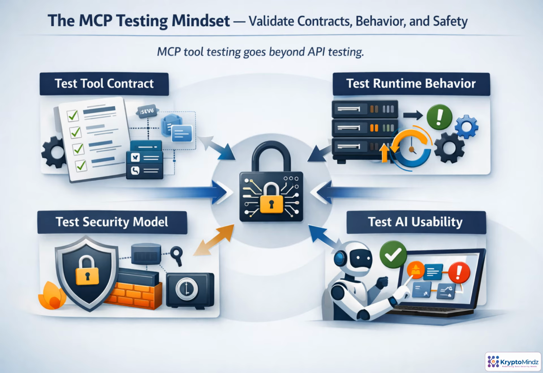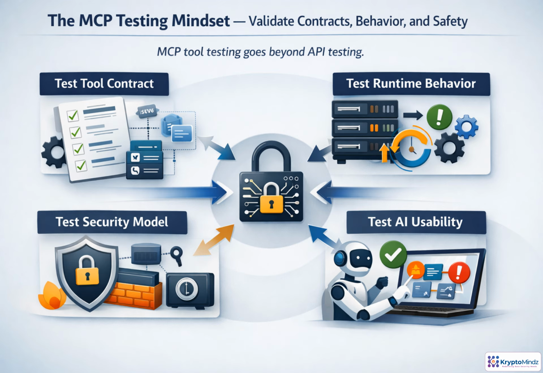MCP testing needs a broader mindset than traditional API testing. First, the tool contract must be clear and enforceable. Names, descriptions, schemas, validation, and outputs. Next, the implementation has to behave correctly under real conditions, including retries, failures, mutations, and rate limits.